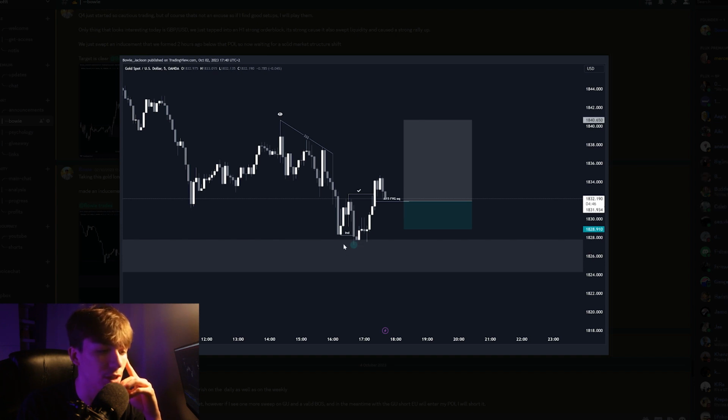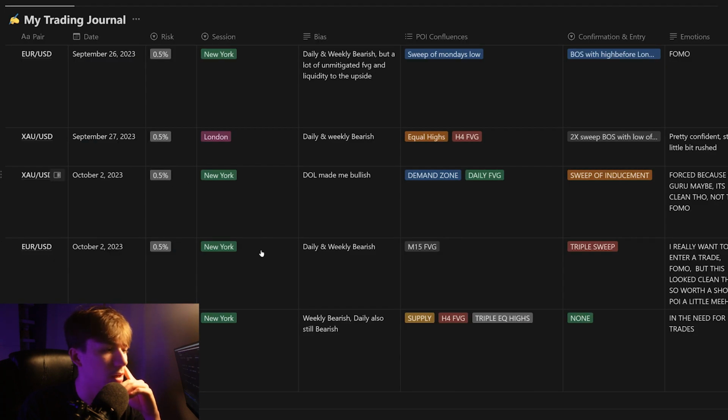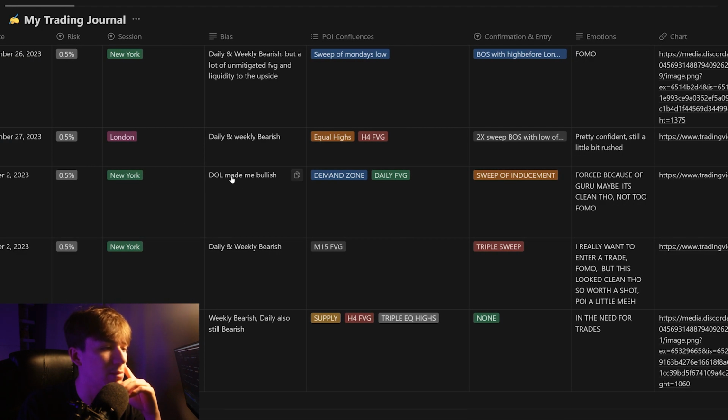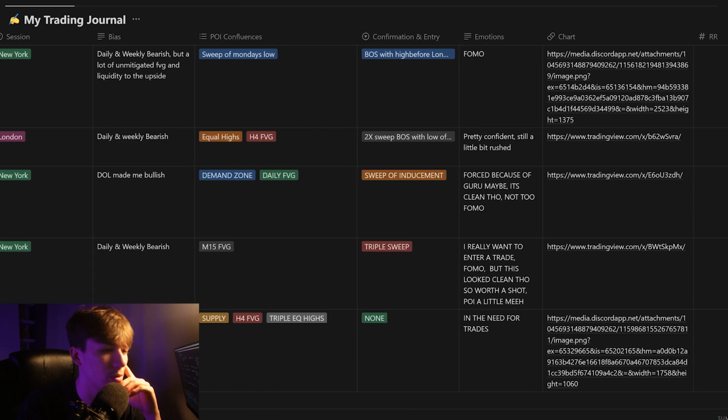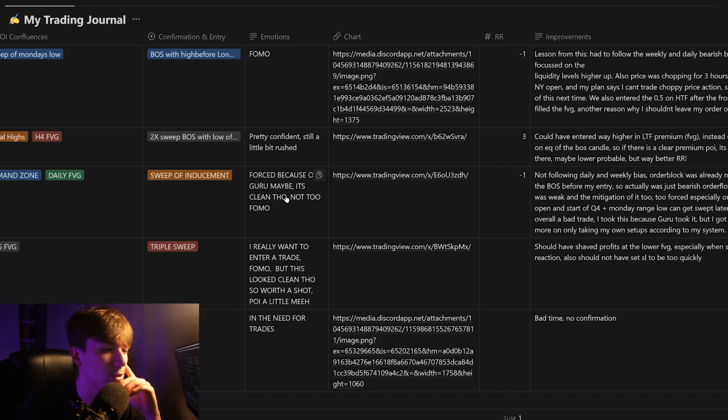The mitigation of this POI was also very weak. I want to see at least a 50% next time. But yeah, that's that. Maybe some other things I need to say. New York, the draw on liquidity made me bullish, like I said. POI, sweep of inducement was the confirmation. But as I said, it was forced because of Guru.